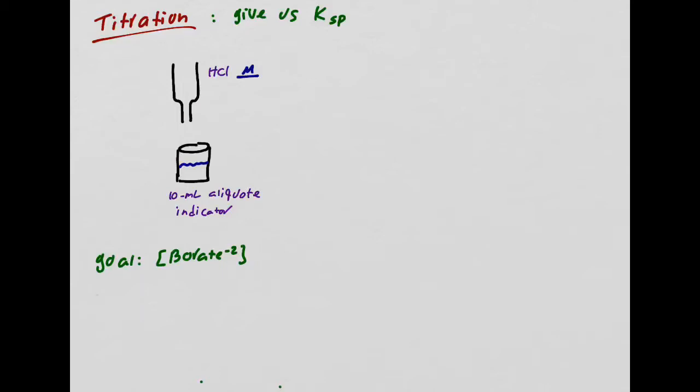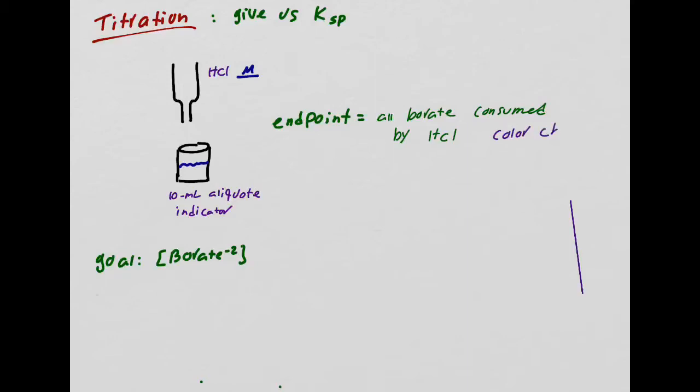You're going to keep adding hydrochloric acid until you reach the end point. And what does the end point mean? The end point means all the borate has been consumed by hydrochloric acid. And when that happens, what am I going to have? I'm going to have a color change.